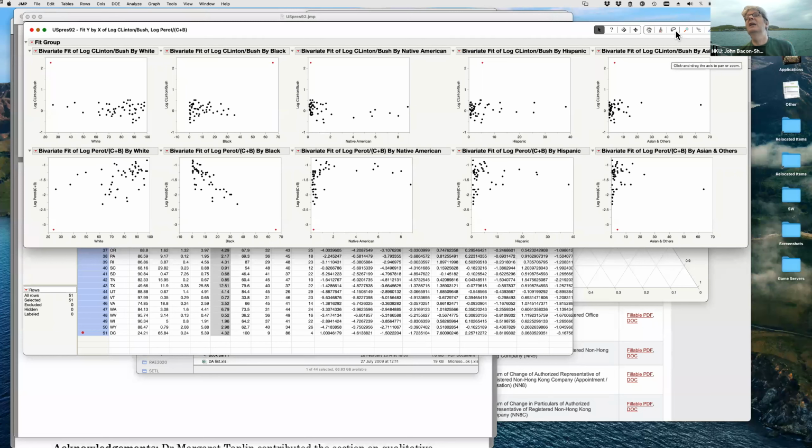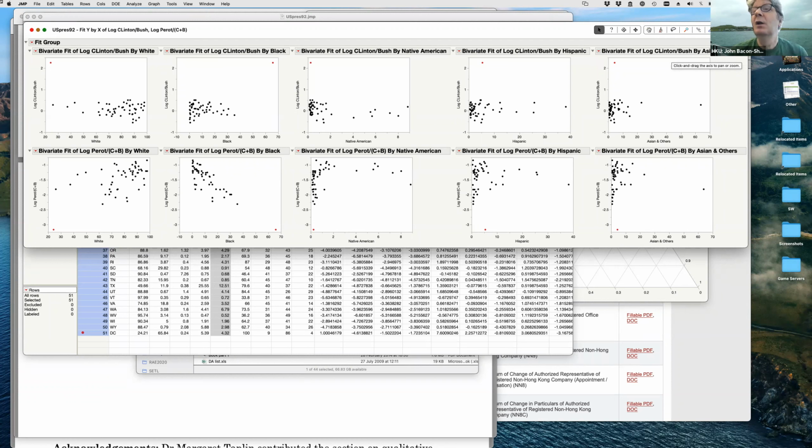What else can we see here? We can see some apparent pattern of Perot for Asians, right? So Perot did poorly when there weren't many Asians. But then also we have one state with very high levels of Asians.